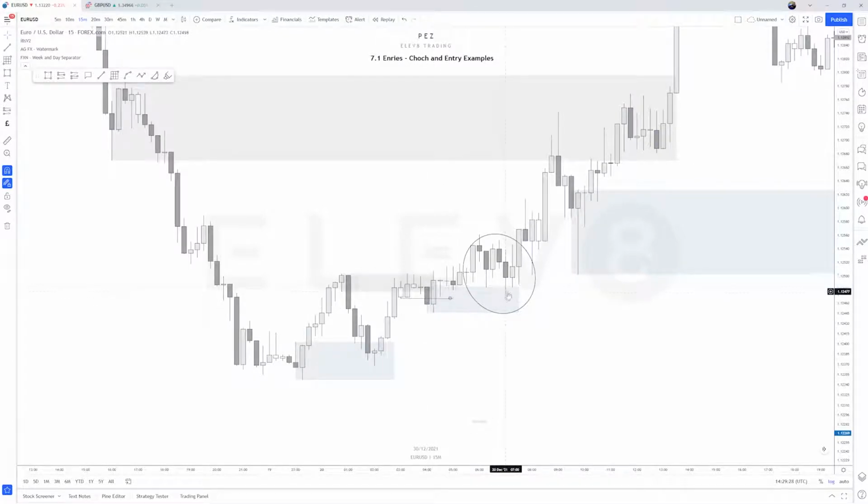So at 7 a.m. here, I looked for the change of character for my entry. So as you can see, we take this low, and then the high that put in this low is this high here. So the entry is at 50% of the extreme, as there's no sweep.